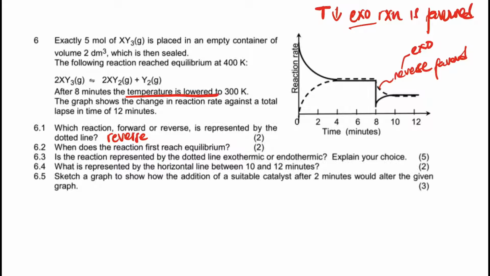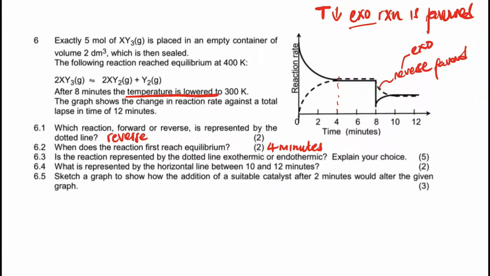Okay. Now 6.2, it says, when does the reaction first reach equilibrium? It reaches equilibrium here at 4 minutes. In 4 minutes. Right? Now in 6.3, it says, is the reaction represented by the dotted line exothermic or endothermic? Explain your answer. Right? I think I've explained the answer when I was explaining what happened there.